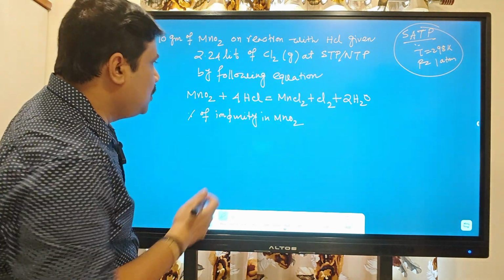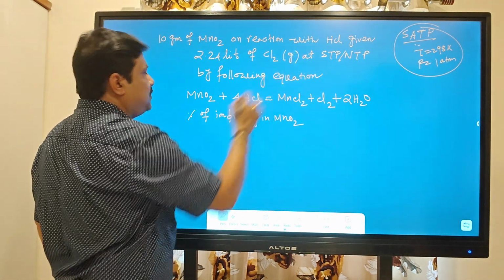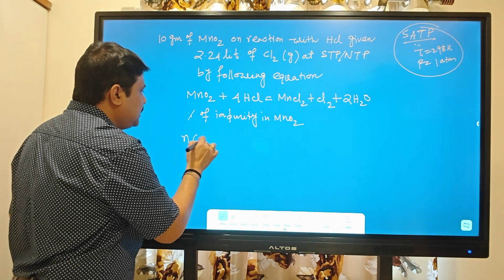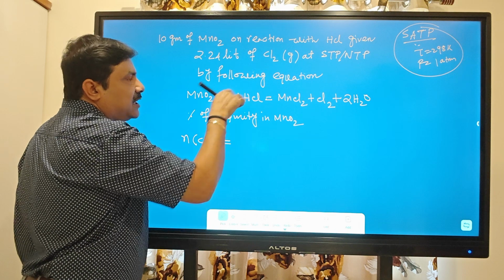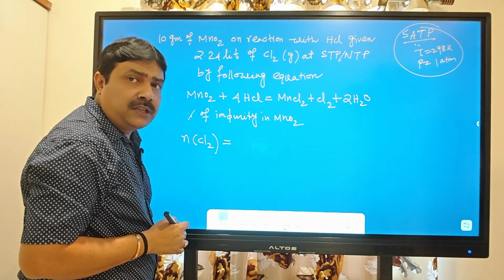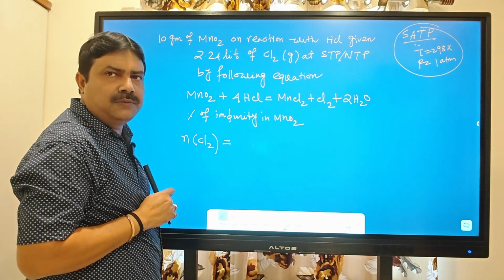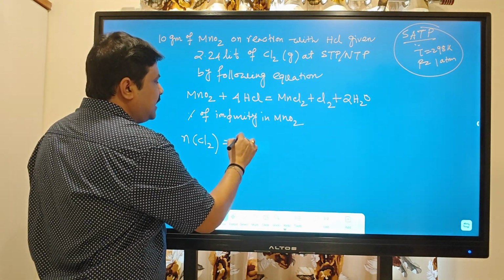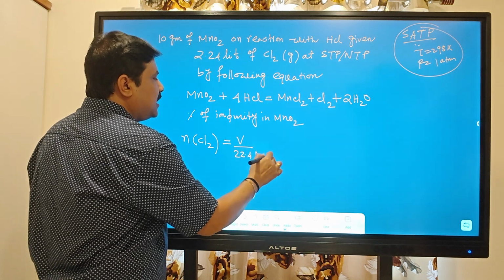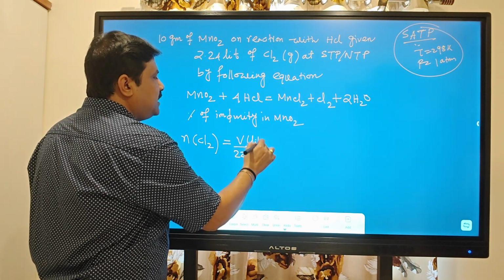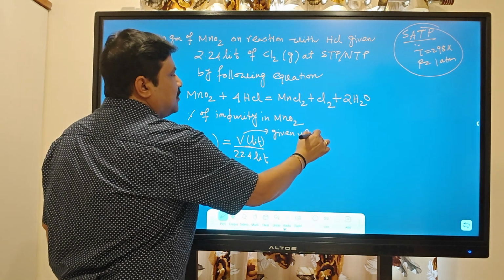Okay? So now if you look at this many liters of chlorine gas at NTP, then I can find out the number of moles of Cl2. Already you know, moles will be equal to given volume by 22.4 liter. What is the given volume? The volume which is mentioned in the problem, this is the given volume. The formula is given volume by 22.4 liter at STP or NTP. This is nothing but your given volume in liters. Yes or no?